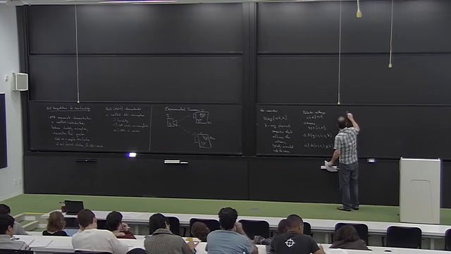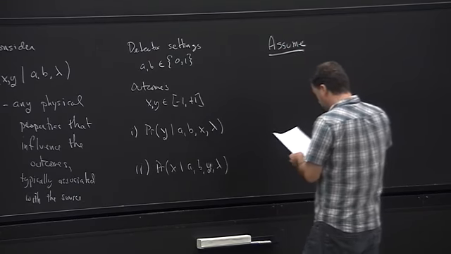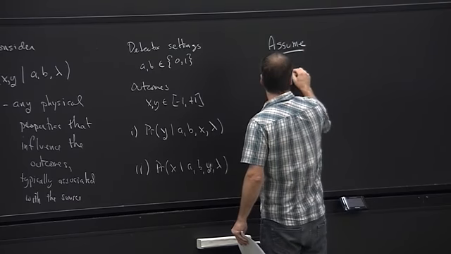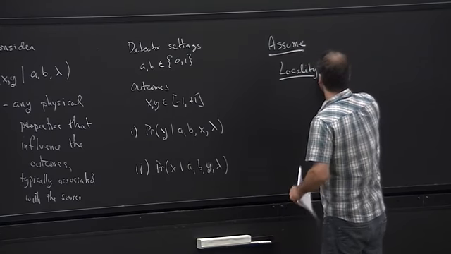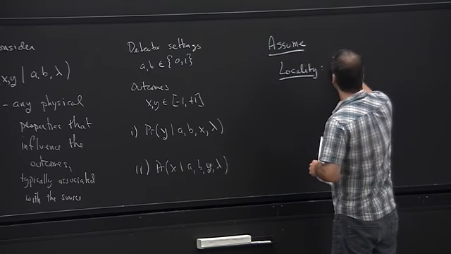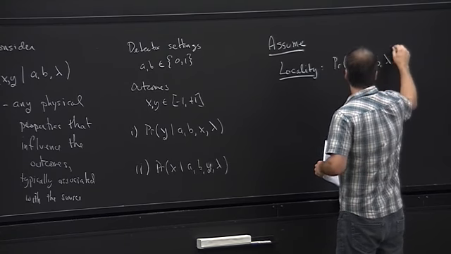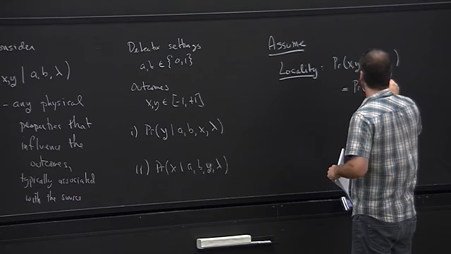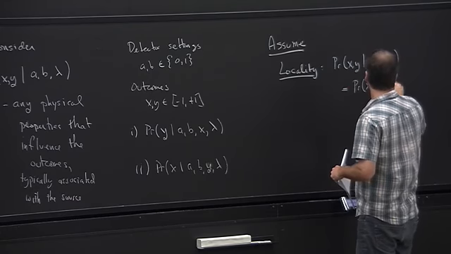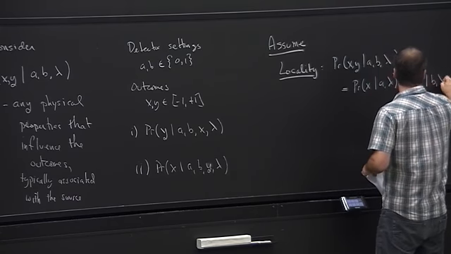We're going to assume locality, which is the following assumption: that the probability of x and y given a, b, and lambda is equal to the probability of x conditioned on a and lambda times the probability of y conditioned on b and lambda.